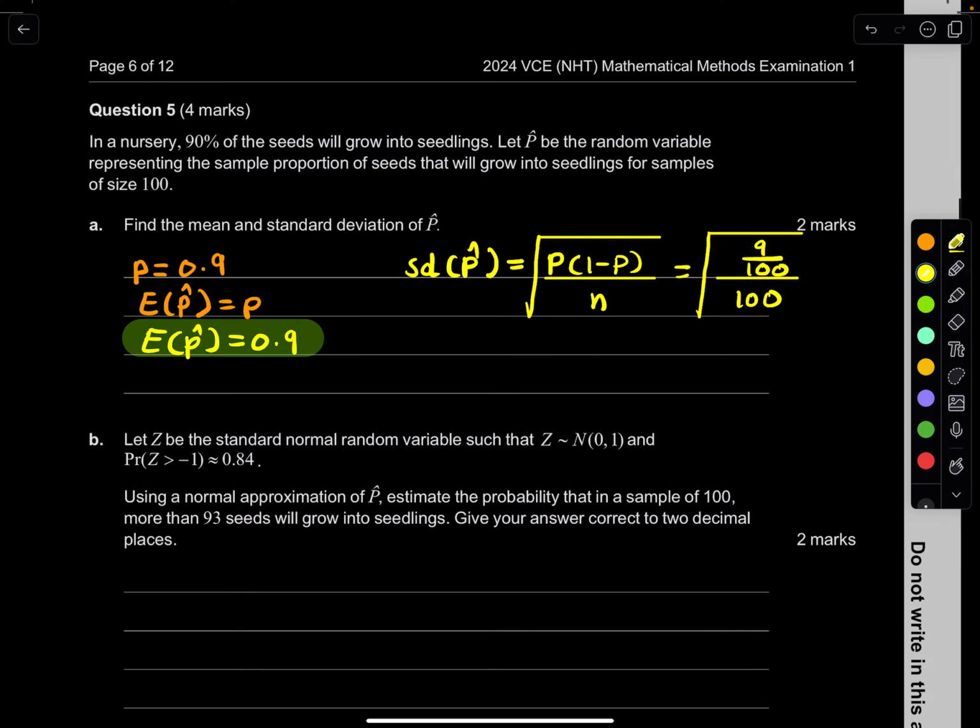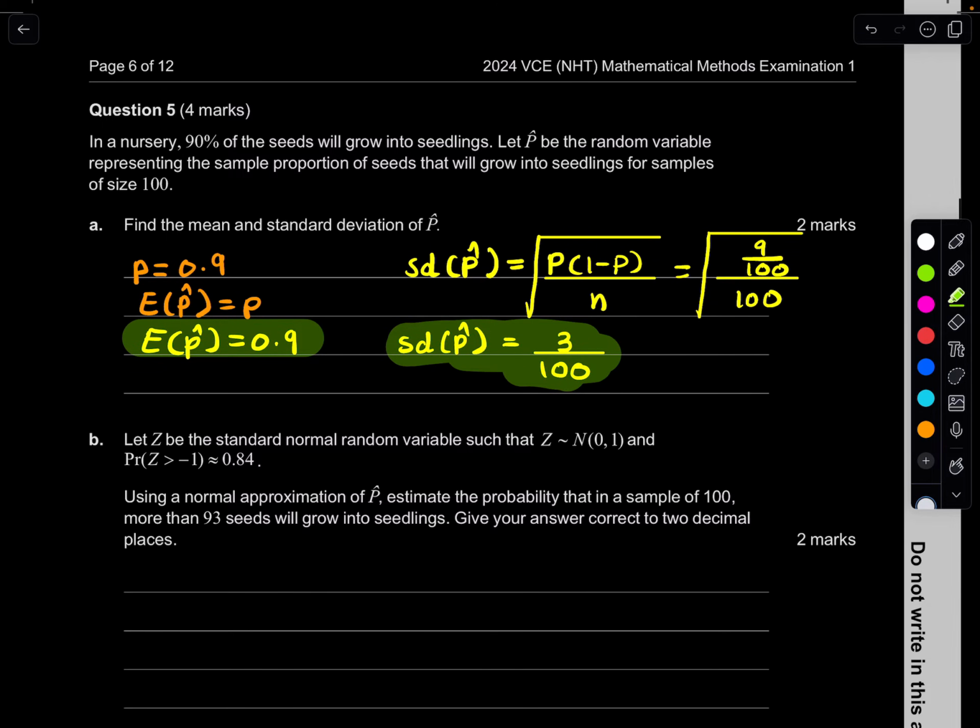Taking the square root of that, the top square root is going to simplify as 3 on 10. And the bottom part is just going to be 10. So what's 3 on 10 divided by 10? It's 3 on 100. That is your standard deviation, the standard deviation of p hat. Overall, not too bad, not too shabby.